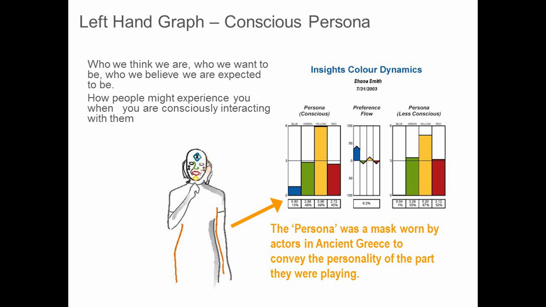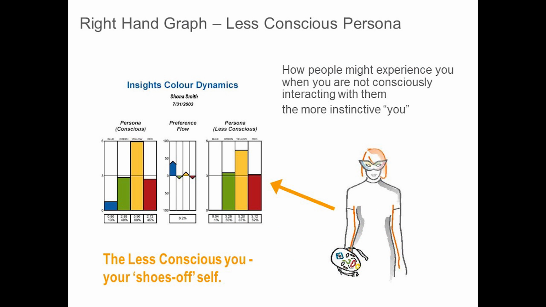on the bottom. Another way to think about the left-hand graph is as if you're a Facebook user, the left-hand graph represents the profile picture that you carefully chose to show people just how cool you might be. It's very consciously selected with awareness of the impact it may have on other people. As we move to the right-hand graph, your less conscious persona, think of that as a photograph of you on Facebook that a friend may have tagged when you were unaware that the photo was being taken.